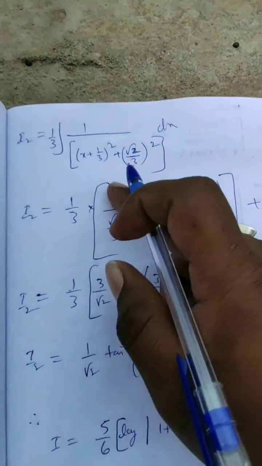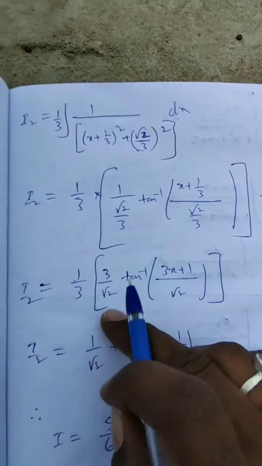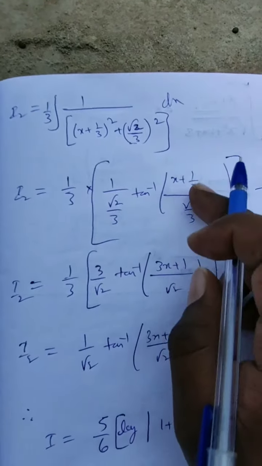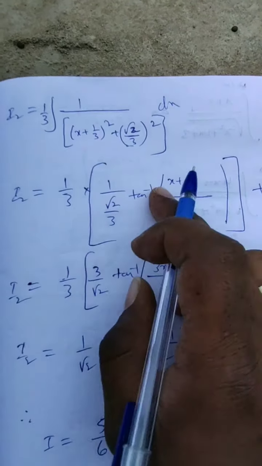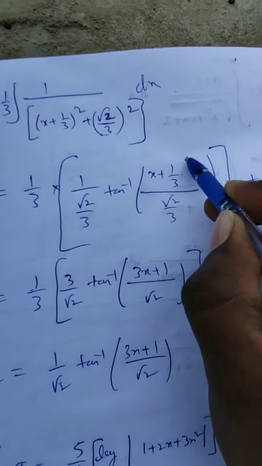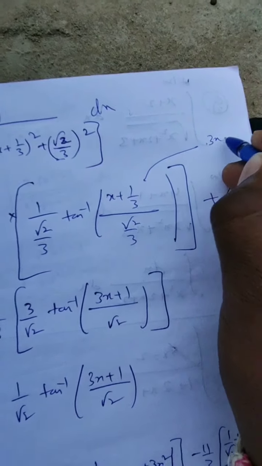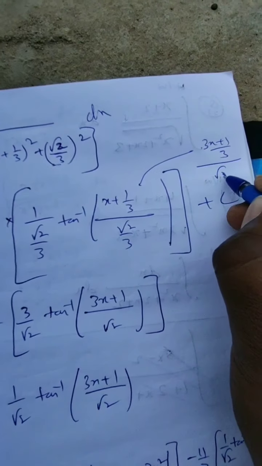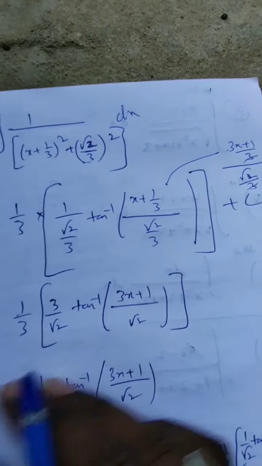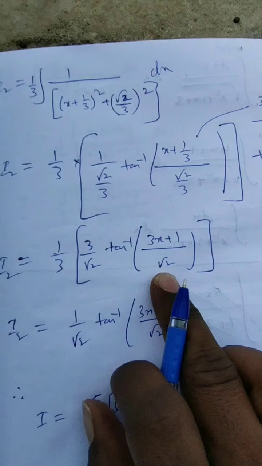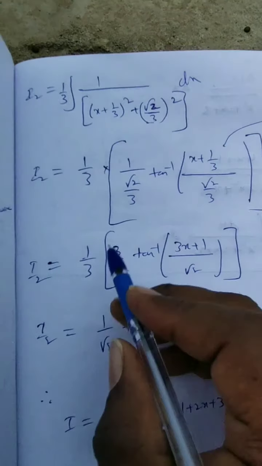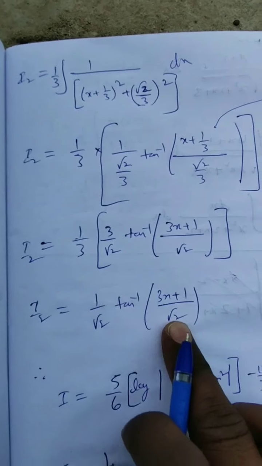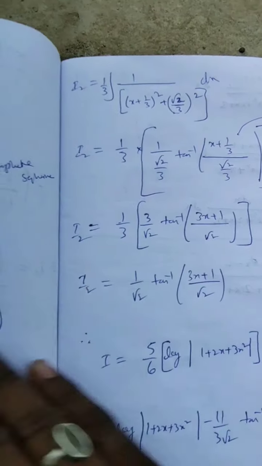So 1 upon 3, reciprocal is 3 by root 2 tan inverse, do the LCM, 3x plus 1 upon 3, root 2 by 3, 3 cancels. After doing the LCM, I get 3x plus 1 by 3 divided by root 2 by 3. So 3 gets cancelled, and I get tan inverse 3x plus 1 by root 2. Okay, this 3 can also be cancelled. I2 value is 1 by root 2 tan inverse 3x plus 1 by root 2. Okay, I got I2 now.